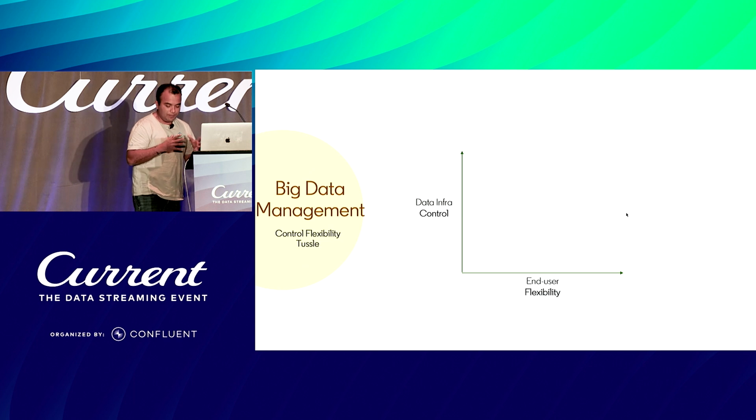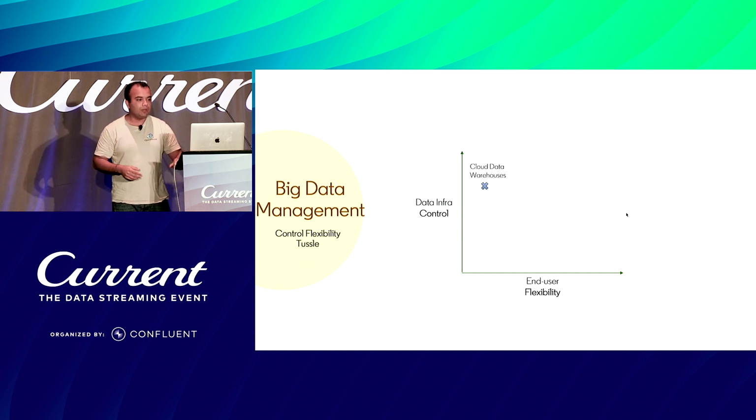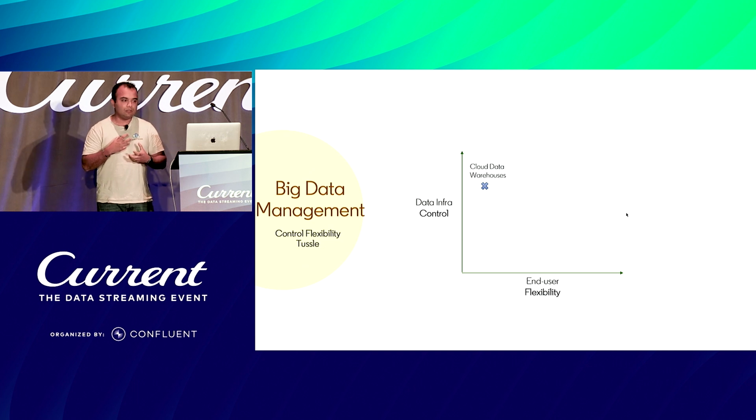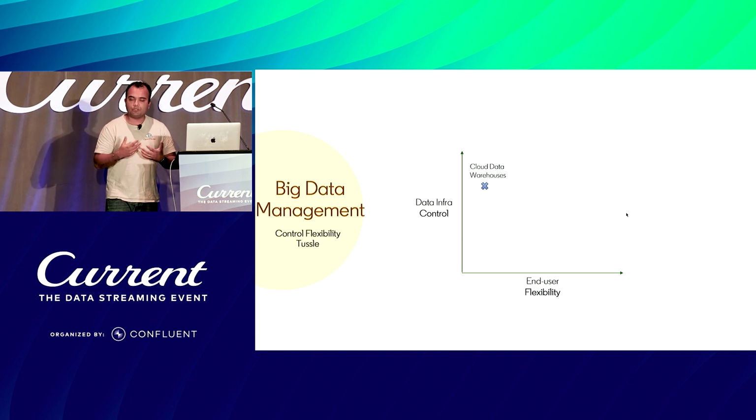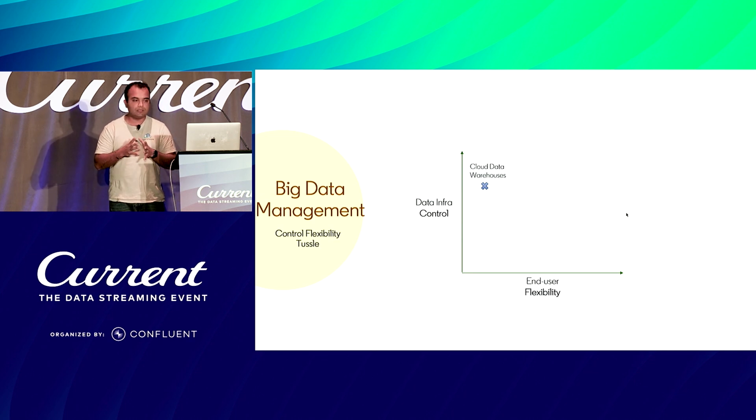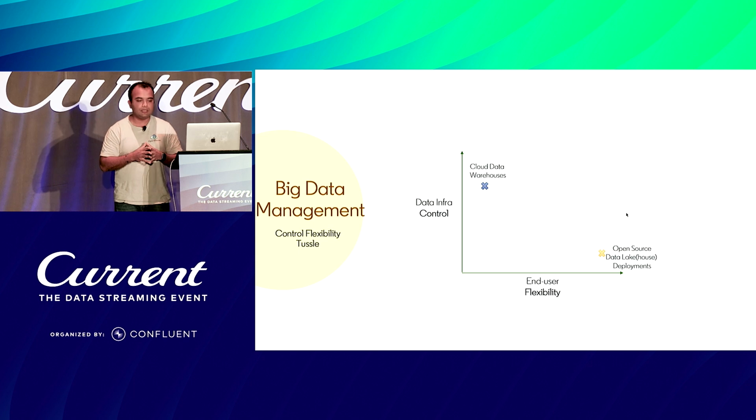Like I was saying, in the big data ecosystem, there's been this tussle between control and flexibility. On one hand, you have your cloud data warehouse solutions that allow you to maintain tight control over the system, which allows data infrastructure teams to ensure proper governance, security, performance. However, these systems often lack flexibility and scale. So that's where open source data lakehouse systems come into play. The key distinction in these two categories stems from the constraints they impose on their offerings.